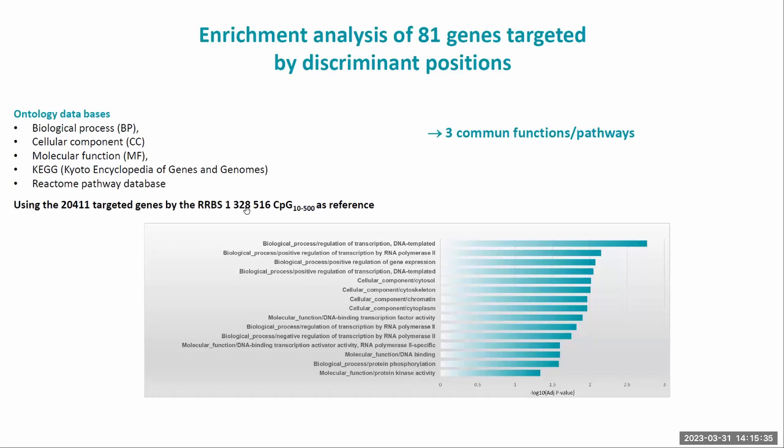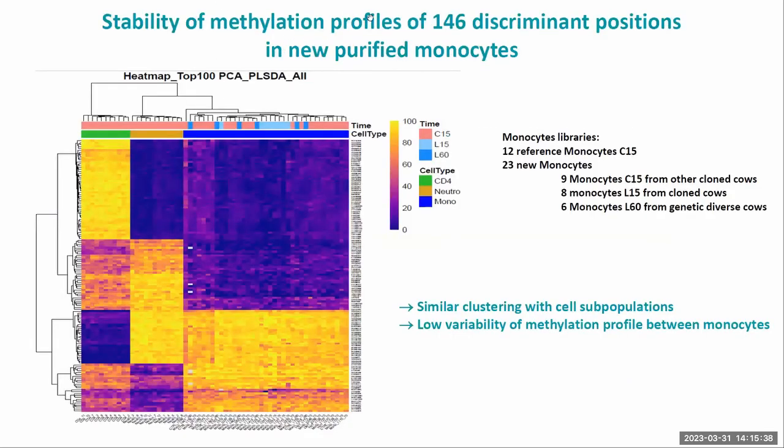We looked at the stability of these methylation profiles of the whole set of discriminant positions using new purified monocytes. We added 23 new monocytes from other animals or from another physiological stage, the lactation stage. You can see here all monocytes clustered together, and we observe a low variability of methylation profile between them within this cell type.